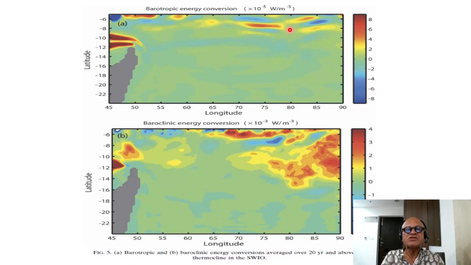But essentially, the main point is that during the MJO period, fall and winter months of the boreal seasons, so northern hemisphere fall and winter, the barotropic energy conversion is minimal in the southern Indian Ocean, so you're going from 5 south to about 25 south here. The baroclinic energy conversion, you can see this is 10 to the minus 5 watts per meter cubed. Shouldn't be meter to the minus 3, but anyway, this is order 10 to the minus 3. So much more baroclinic energy conversion is happening.